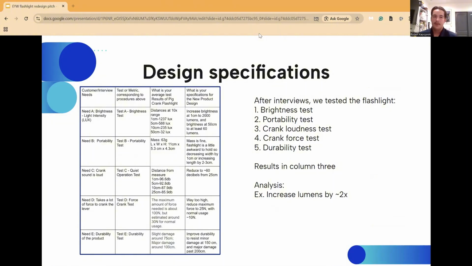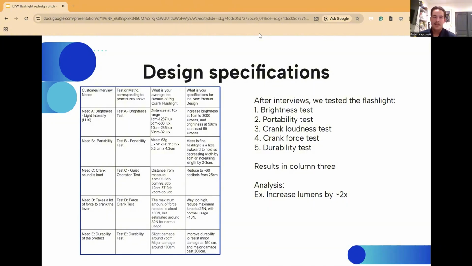So once we understood what the customers needed, we completed a direct testing process that tested the qualities of the flashlight so we could start finding values that we could later improve on. We decided to do 5 tests. We did a brightness test that tested the flashlight's brightness, a portability test that tested the flashlight's dimensions and weight, a crank loudness test that tested how loud the flashlight was while being operated with the crank, a crank force test that tested how hard it was to pull the crank, and a durability test that tested how durable the flashlight was from being dropped to different heights. The results of these tests can be seen in column 3 of this table.